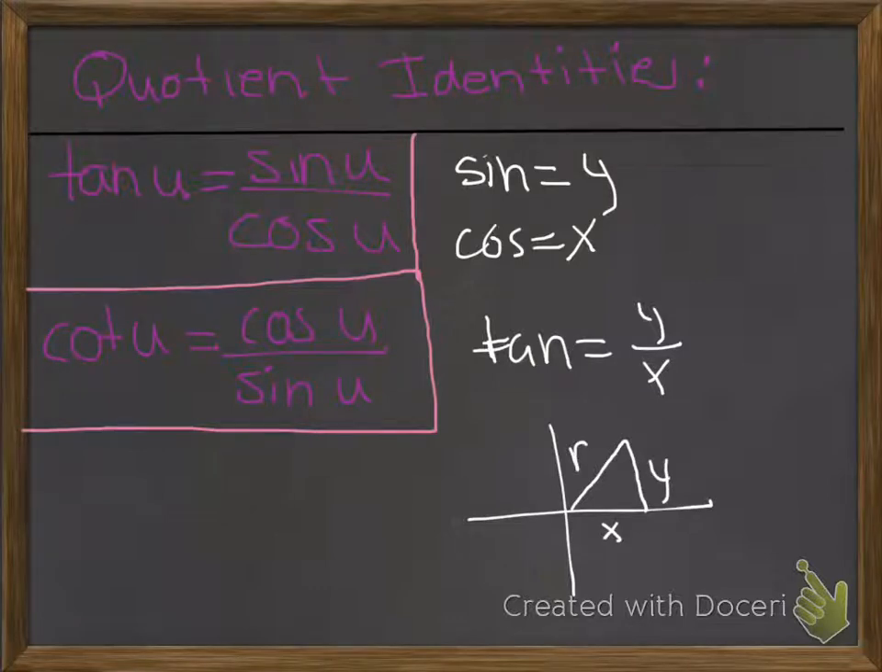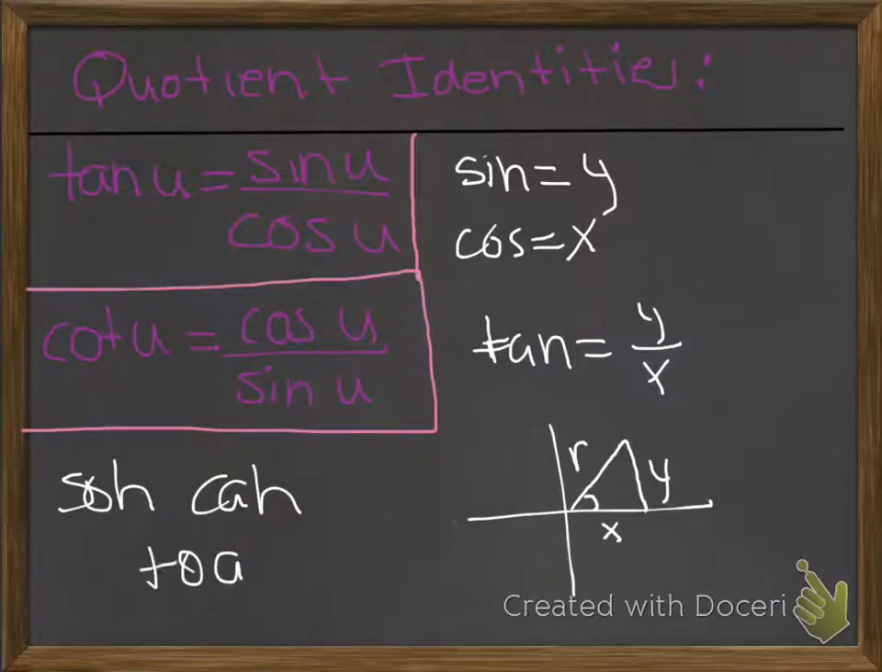So if we had our angle theta here, the SOHCAHTOA, so the tangent is opposite over adjacent once again. So simple like that.